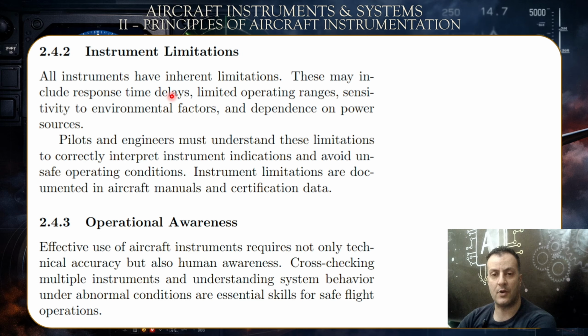The same thing goes for other instruments, but when it comes to altitude, this is one of the most common examples where you would have a lag between the current value and the displayed value. Also, you have limited operating ranges, meaning that some airspeeds won't be displayed on the indicators. You also have sensitivity to environmental factors: fluctuations and sudden changes in air pressure can falsify the current data being collected.